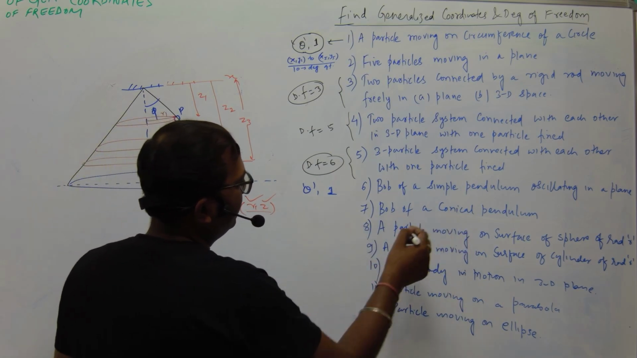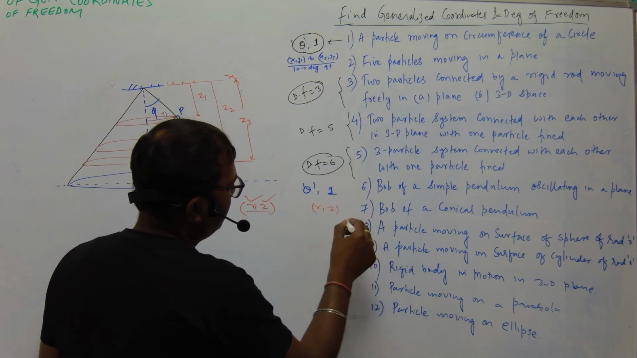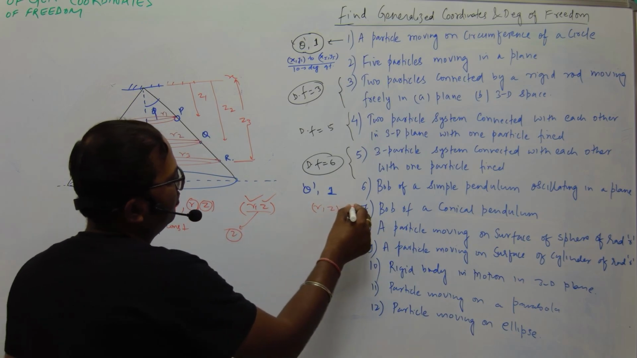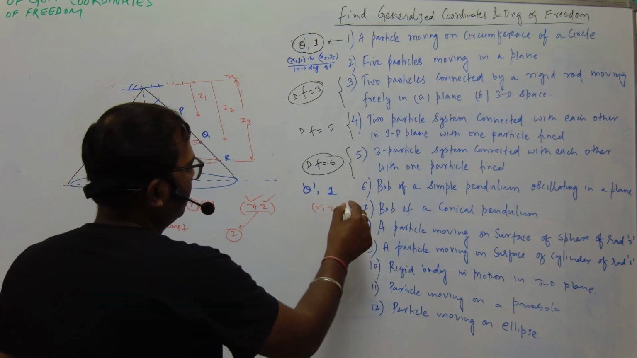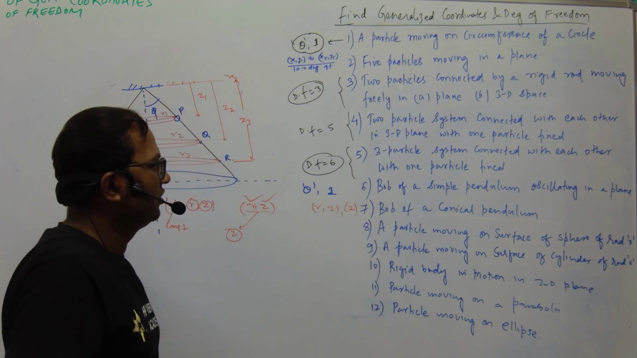So in the bob of a conical pendulum, R and Z are the generalized coordinates, and the number of generalized coordinates is 2 here. So the degree of freedom will be 2 here. R and Z are the generalized coordinates and degree of freedom is 2.